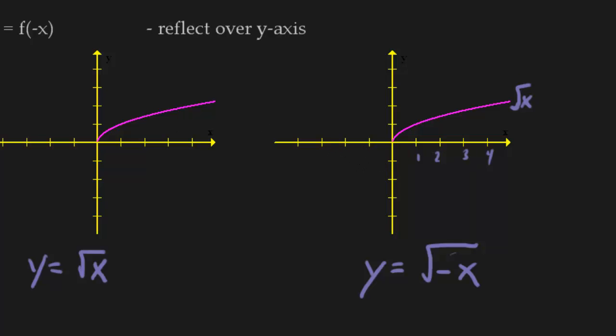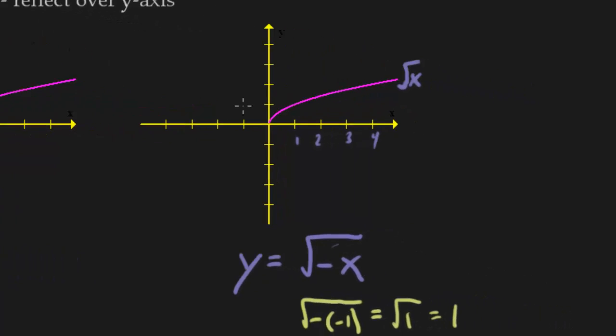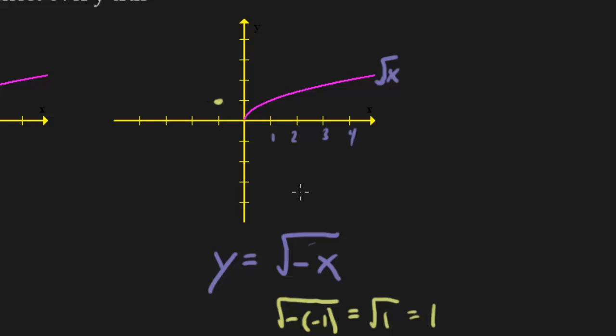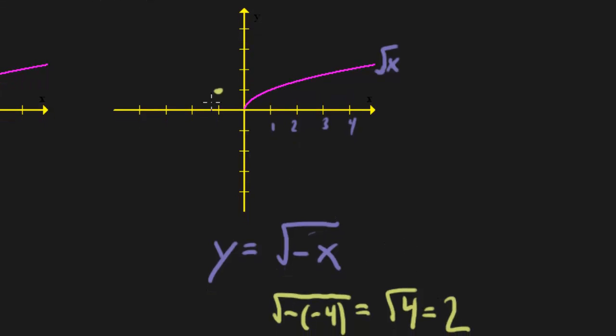All right, but what about negative 1? If I plug in negative 1, I'm going to take the square root of the negative of negative 1, which ends up being the square root of 1, and that's 1. So that means if I plug in negative 1, I get a y value of 1. Let's try negative 4. If I take the square root of the negative of negative 4, I get the square root of 4, which is 2. So when I plug in negative 4, I get 2.